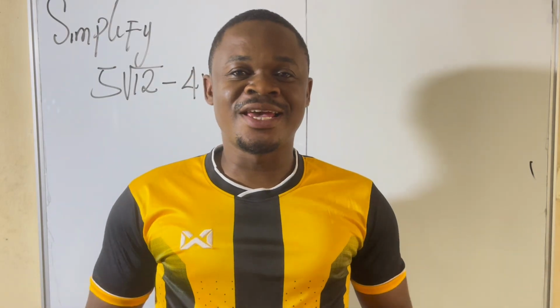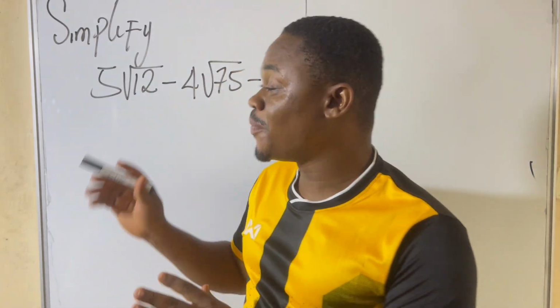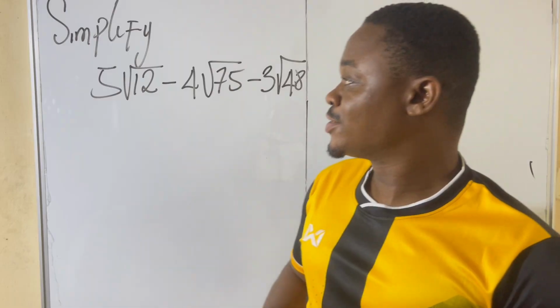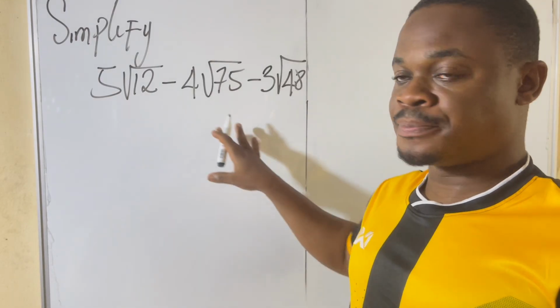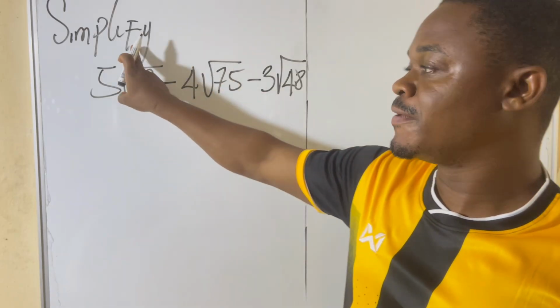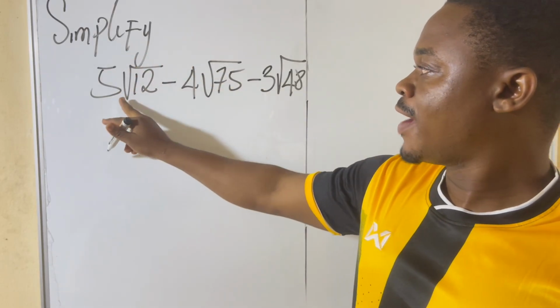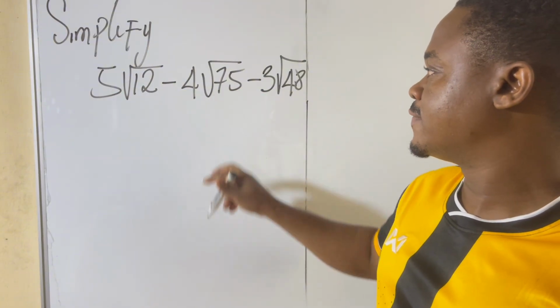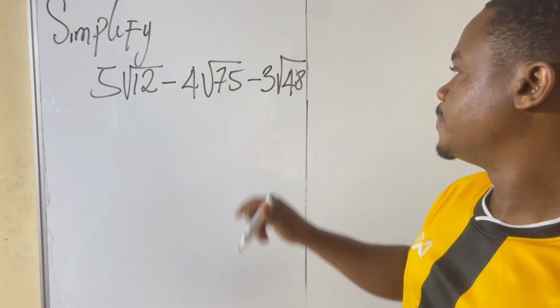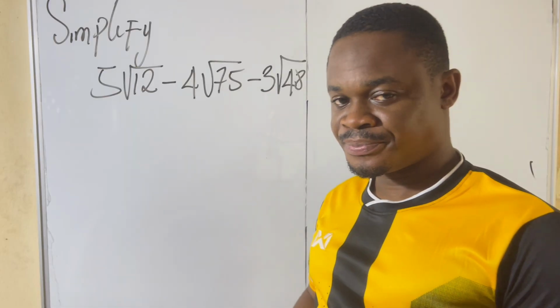Hello viewers, once again we have this problem on the board. Let's solve it. This problem is a surd problem. So it says that we should simplify 5 root 12 minus 4 root 75 minus 3 root 48.